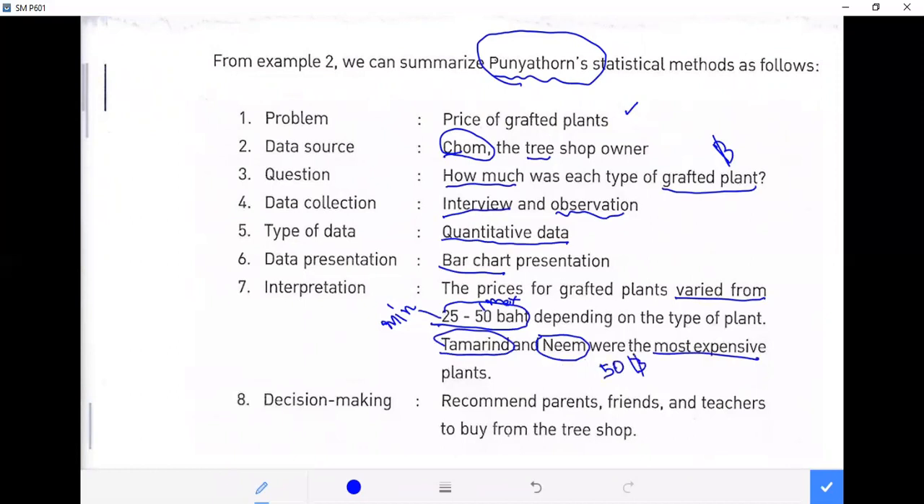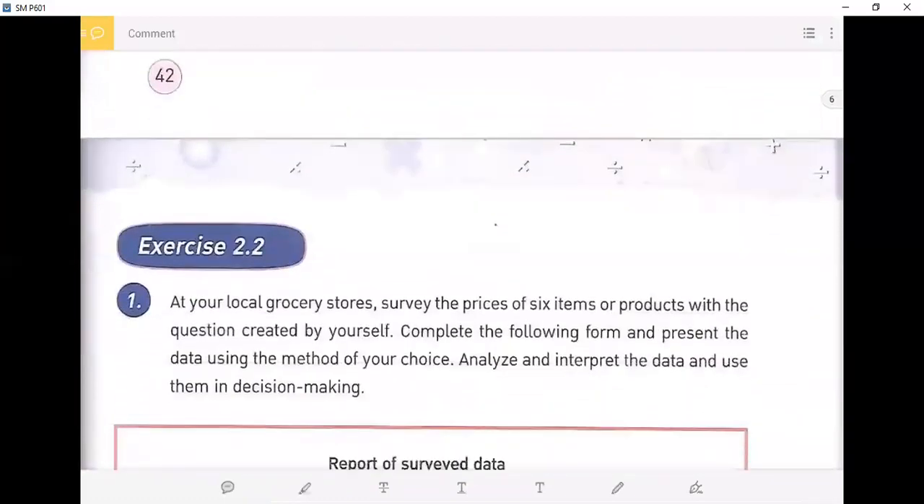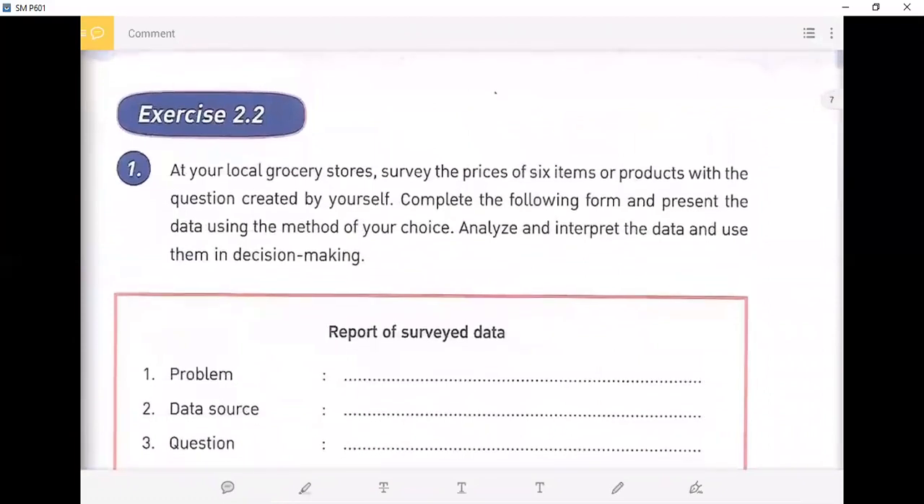Then decision making. He sees the information and then makes some decisions. He tells his friends, parents, and teachers, you should buy this, because Mr. Dom has reasonable prices. So that is the statistical process, which you should understand now.